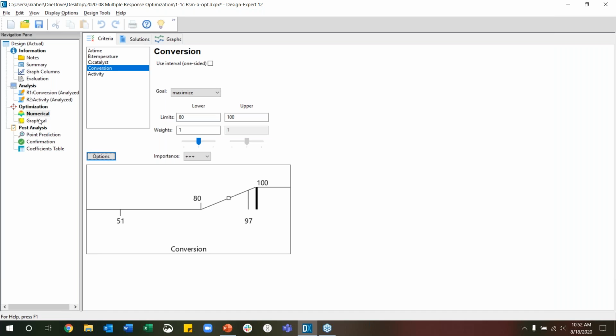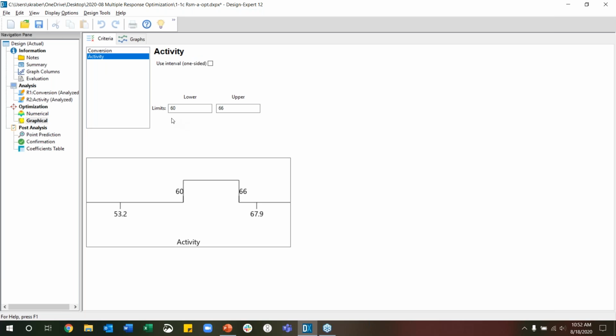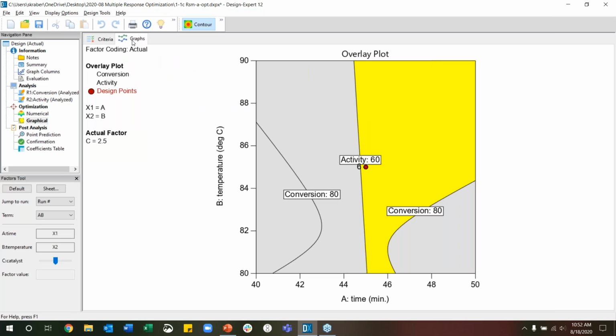Now, let me move on to the graphical optimization. If you have already done numerical optimization, then your goals will carry forward into the graphical optimization. So here, my lower limit for conversion is 80, and that's the only stopping limit, so that's the only limit that is important. For activity, we use the 60 to 66 because that's the range that's acceptable. So we're really just looking at acceptability here because we're just going to get an overall picture.